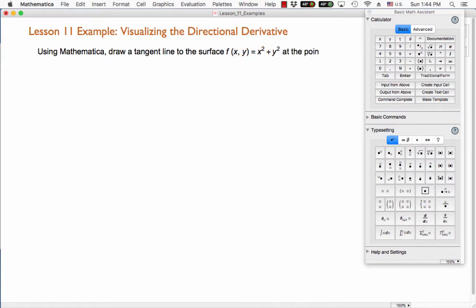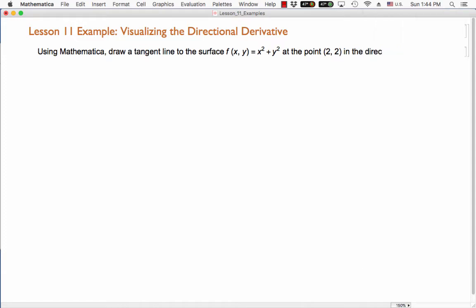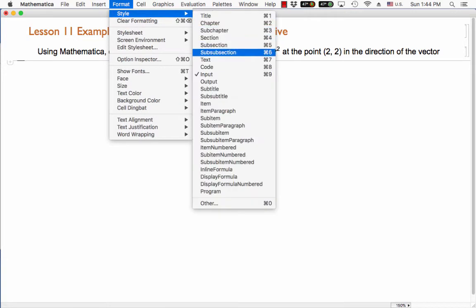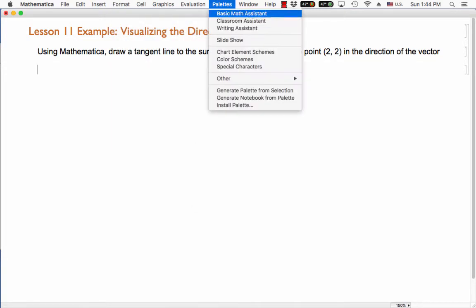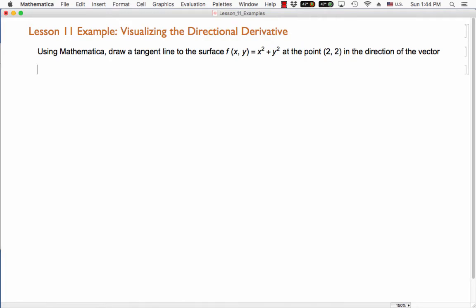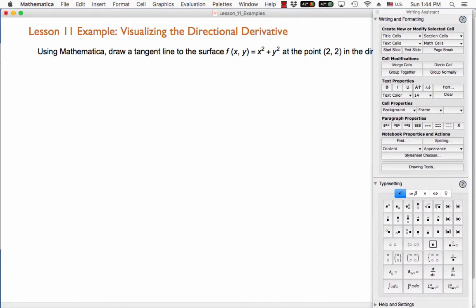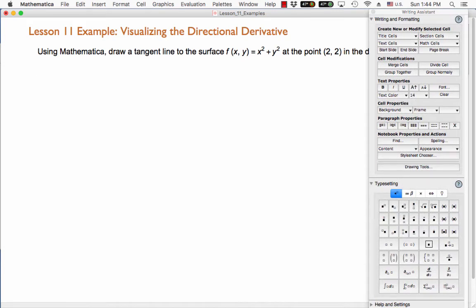at the point. So we'll go ahead and drop another parentheses. Let's do the point 2 comma 2. And we'll put a in the direction, so this is where I'm going to close this, in the direction of the vector. Now we'll call this direction U, so we're going to go ahead and format, style, text, and of course we should go to basic writing assistant. Okay, so let's go ahead and do center aligned. And then we'll do a vector here. So now this is the vector u.